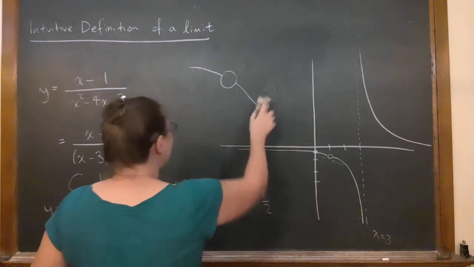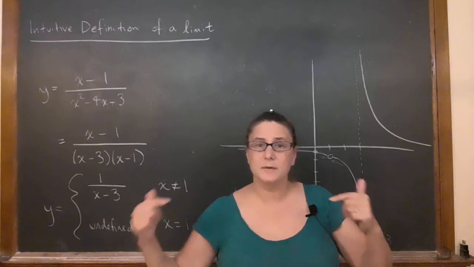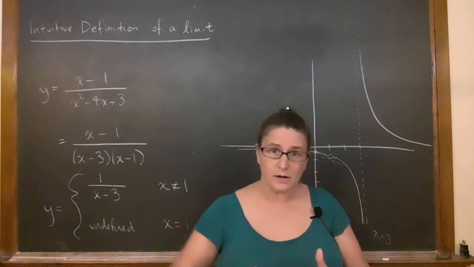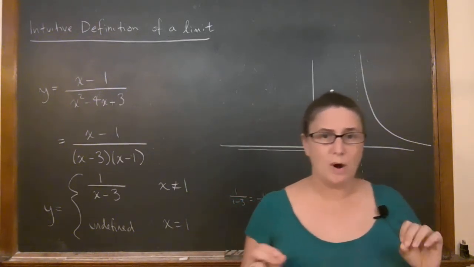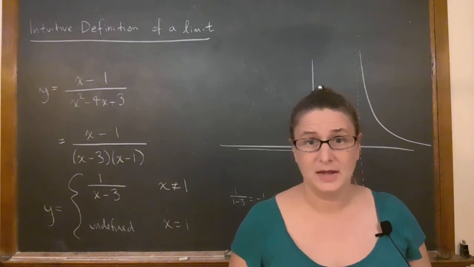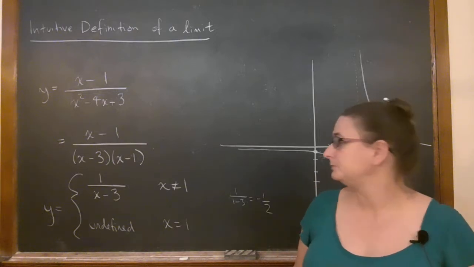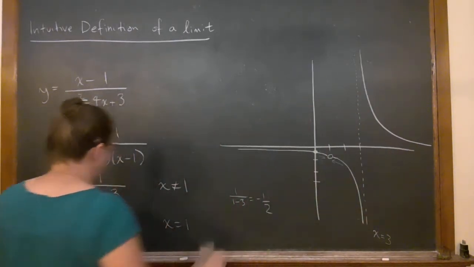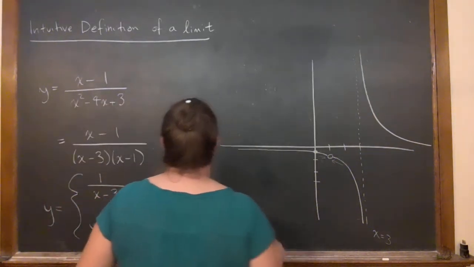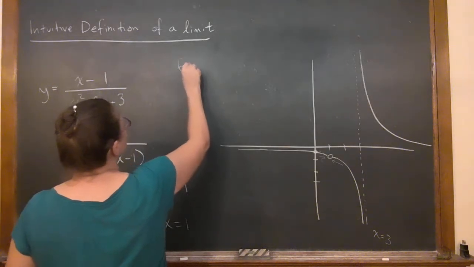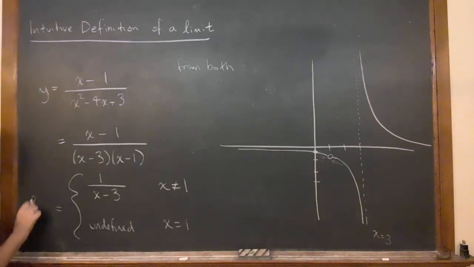Okay? So that's kind of what we mean when we're talking about the concept of a limit. We're talking about, let's look at the y-coordinate and see where the function is going. It doesn't really matter what the function is actually doing at that point. It just matters where the curve is naturally going to. So, for example, let me just write that down. From both sides, and we'll call it f of x. Let's call this f of x.